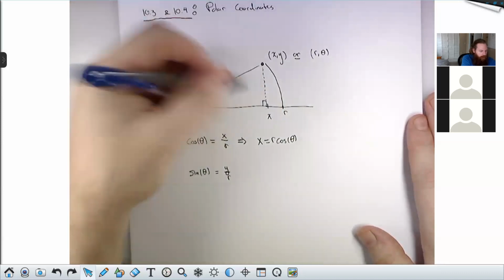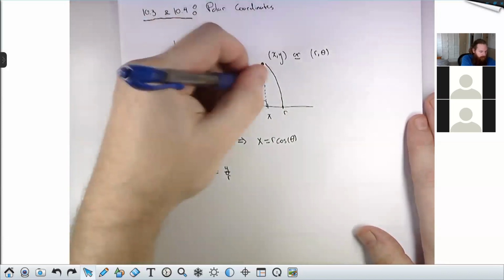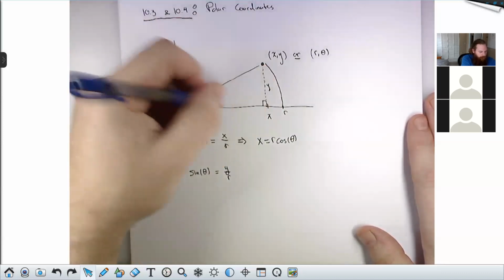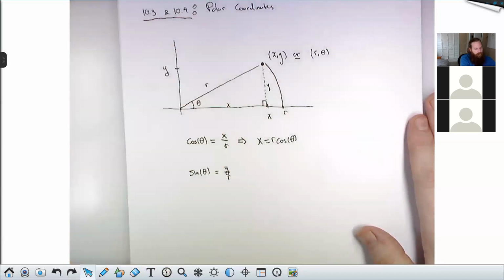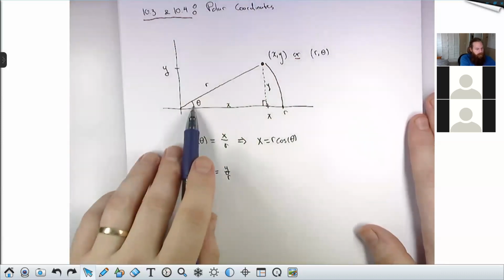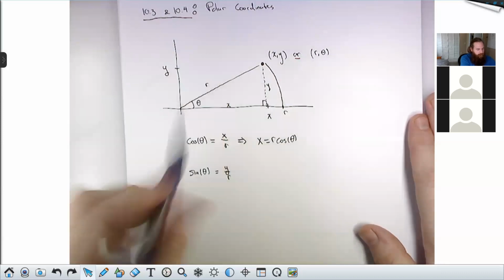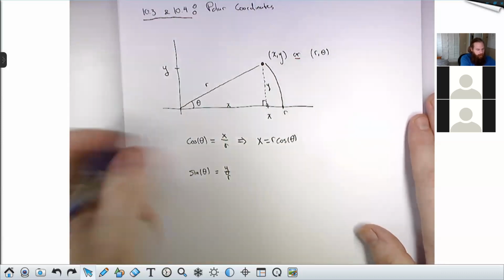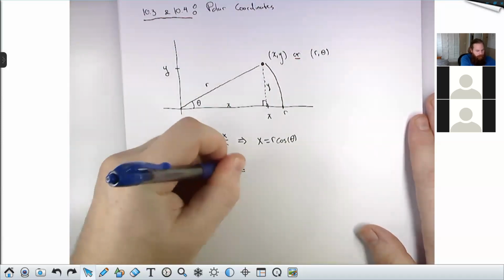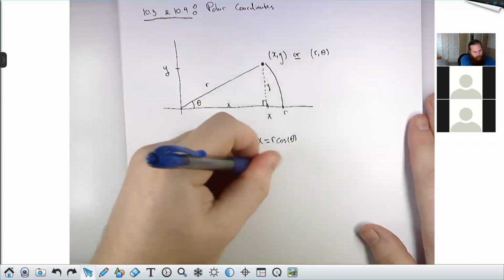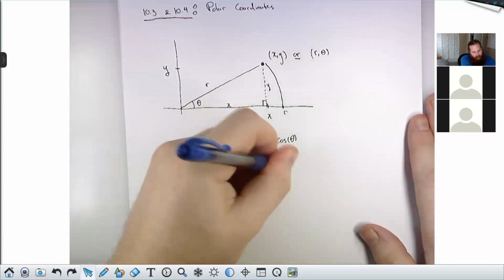This length is y, this length is x. So you use your SOHCAHTOA. The sine of theta is this over this, y over r. And then you multiply both sides here by r, and you find that y is r sine theta.